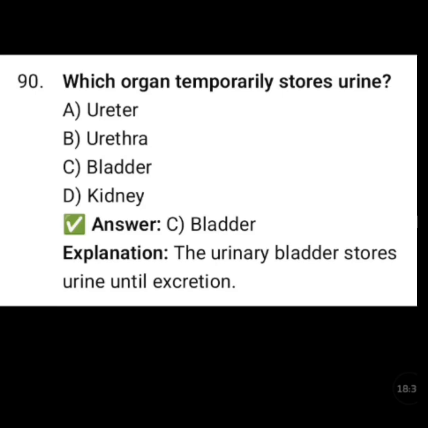Which organ temporarily stores urine? Urethra, bladder, kidney. The correct answer is option C, bladder. The urinary bladder stores urine until excretion.